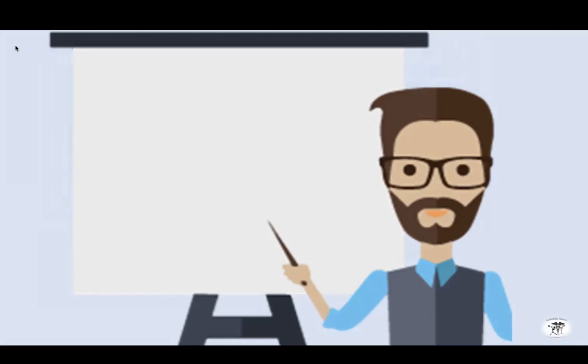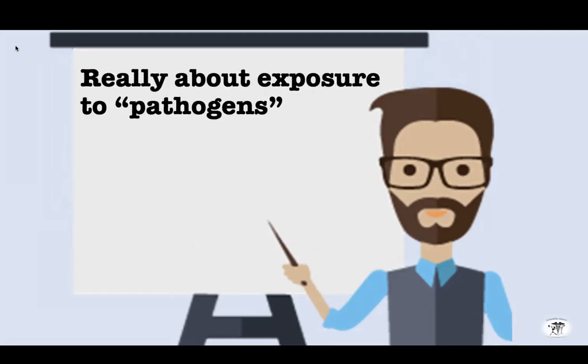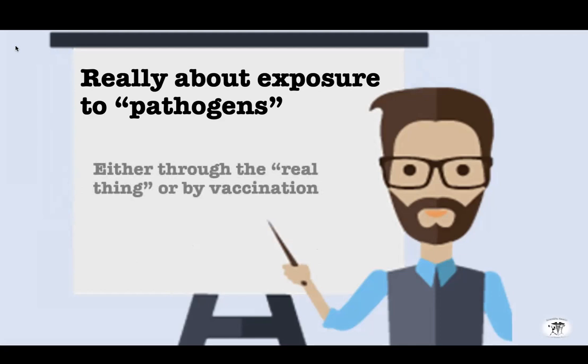And so when we're looking at pathogens, what we're really looking at is how we go about responding to exposure to pathogens. And what we're going to look at here is the ideal means by which we're able to eliminate pathogen transmission. And so there's two ways to go about doing this. It's either I've interacted with the real thing and I've survived it, or I've been vaccinated against it.